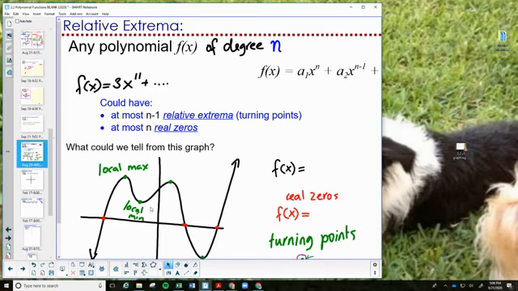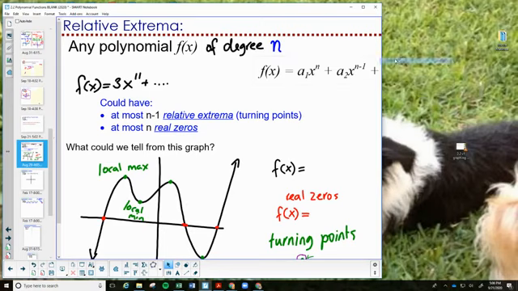So we can use this information that's on this slide two ways. We can either be given a function, the equation of a function, and use this to work out how many relative extrema or real zeros there could be on the graph. Or we can go the other way. From the graph, we can actually try and build an equation from what we see. So first of all, let's make sure that you actually know what a polynomial is.